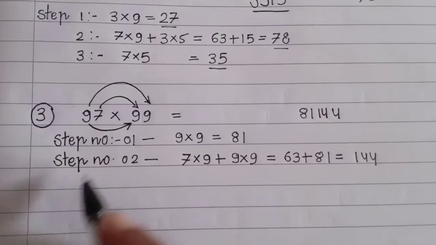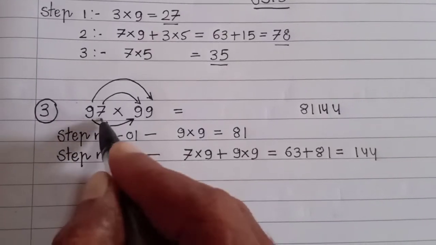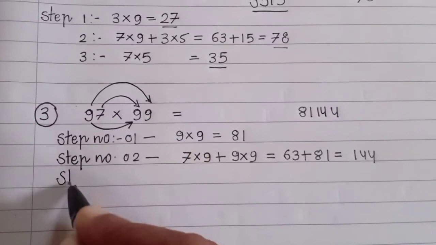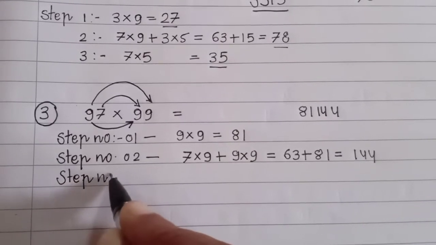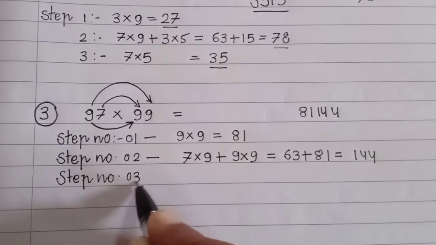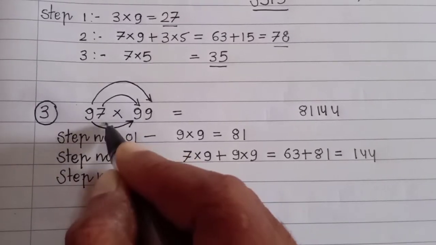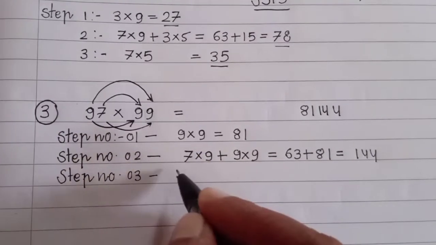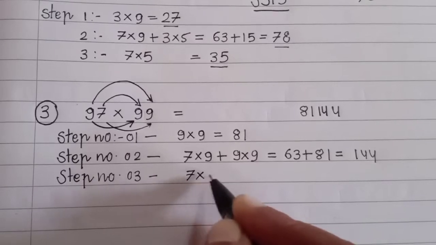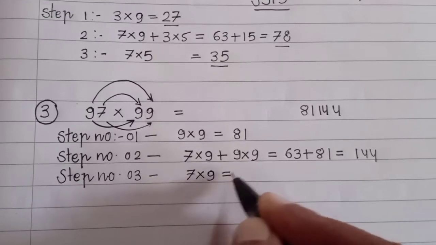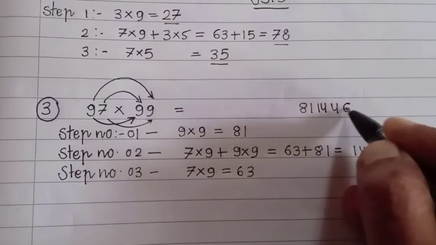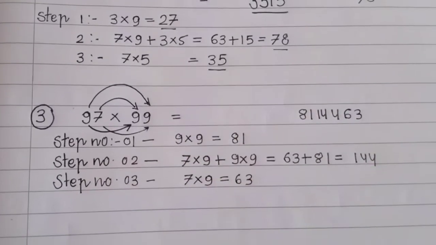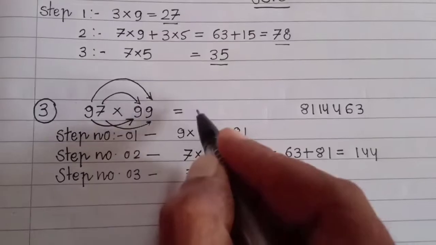Now after that, what is our next step? 7 into 9. Next is 7 into 9. It is a 63 that we are writing here. Now we are reaching towards our answer.